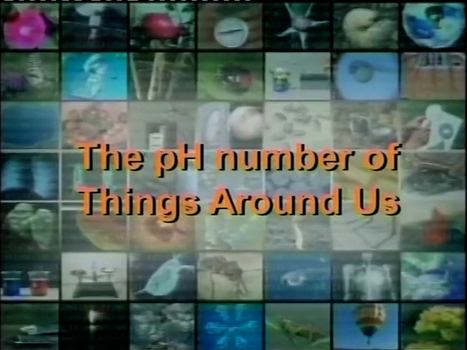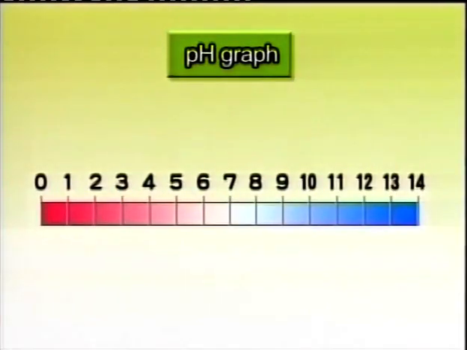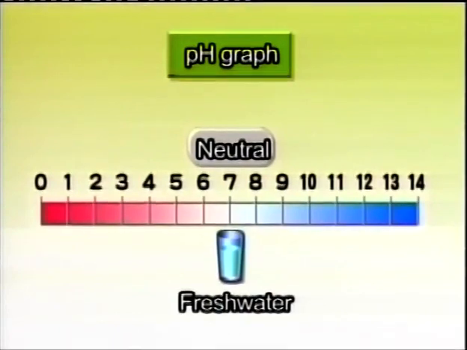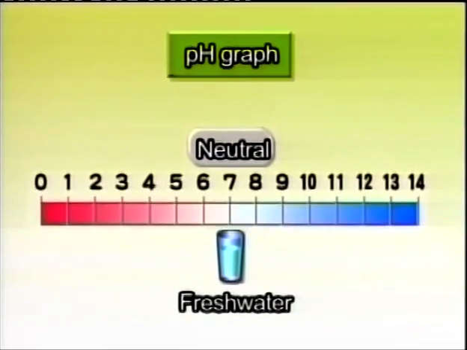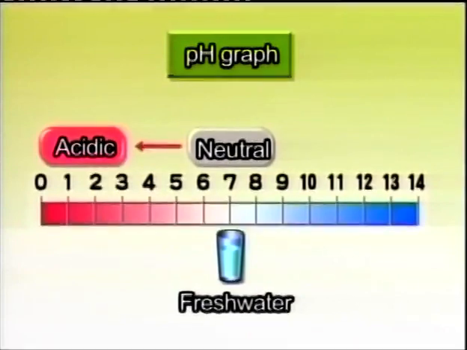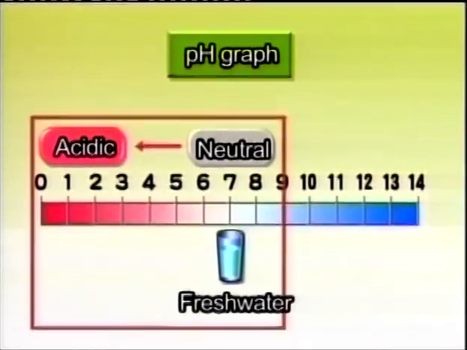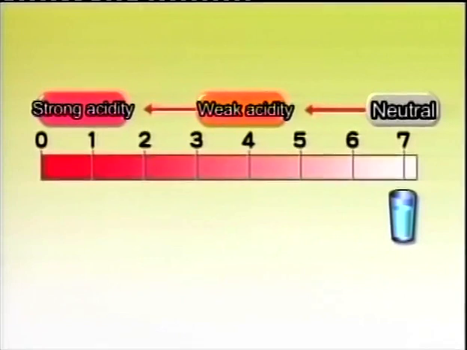The pH numbers of things around us. A pH is a kind of scale that represents a solution's properties and is indicated with numbers from 0 to 14. The base of the scale is pure water with nothing dissolved in it. Its pH is 7 and it is called neutral. And the solutions with pH numbers lower than 7 are called acidic. The smaller the pH number is, the stronger its acidity becomes.